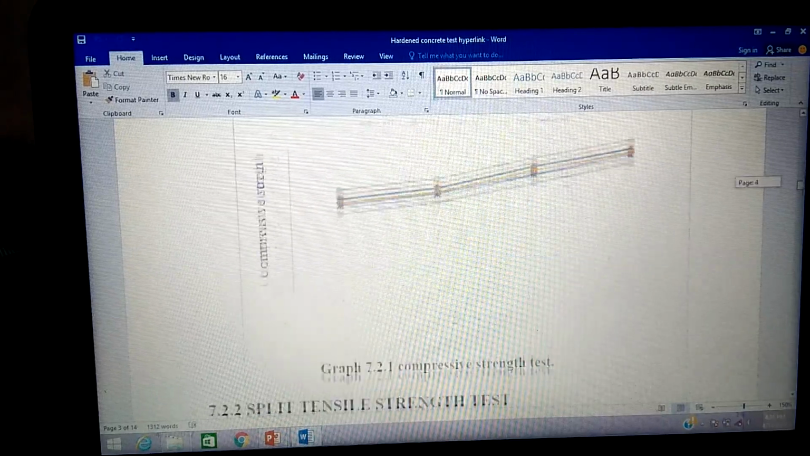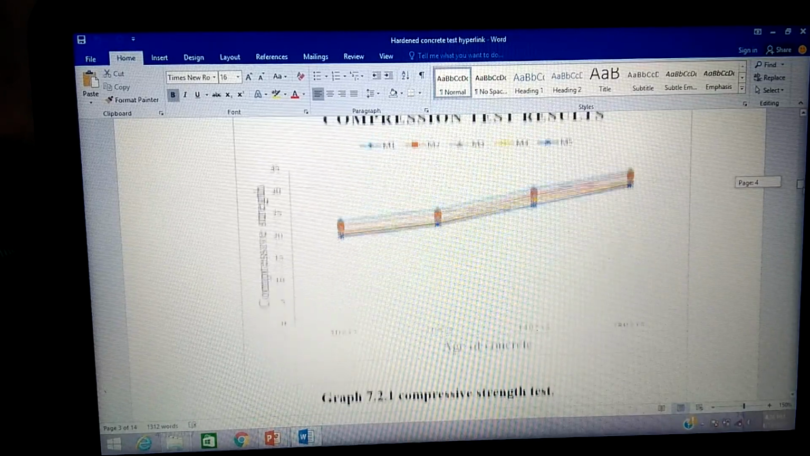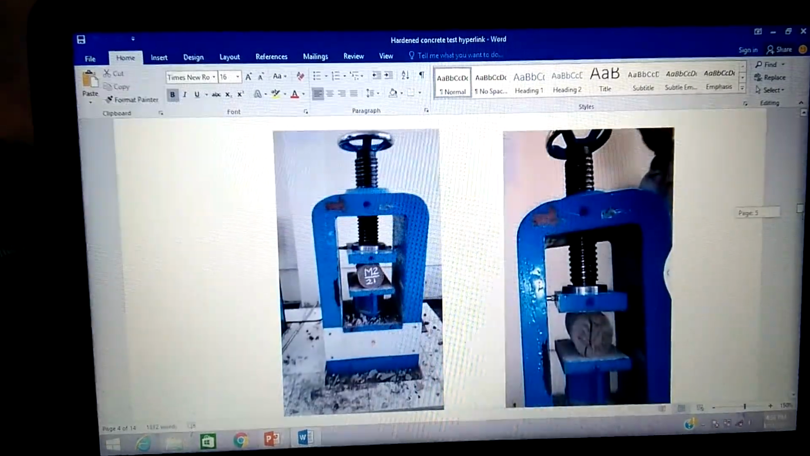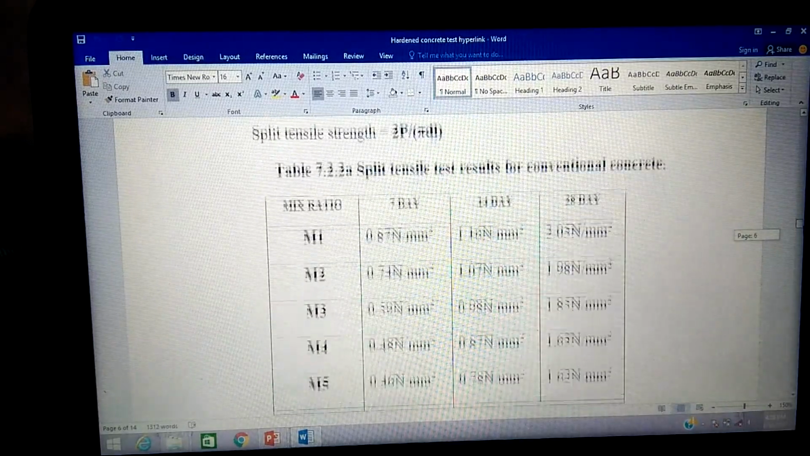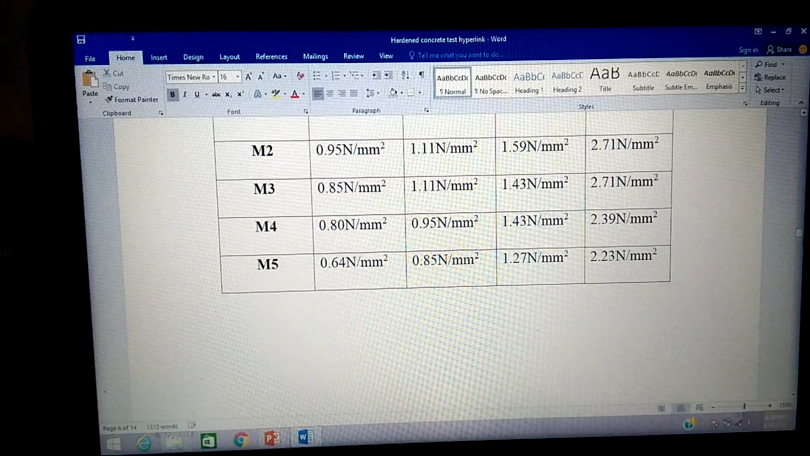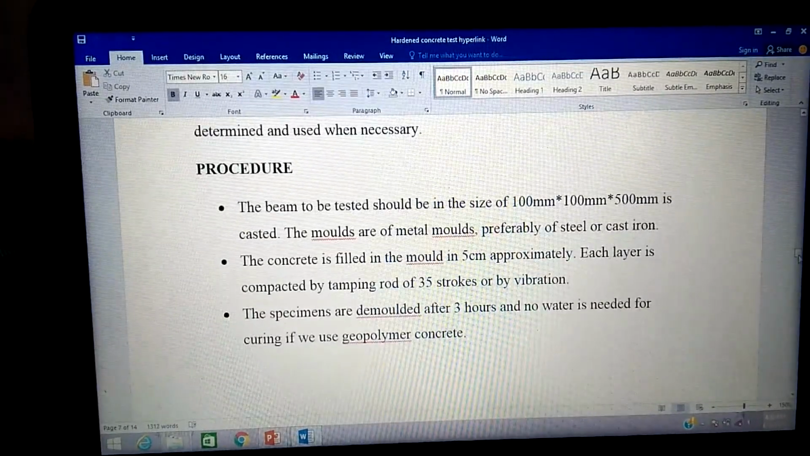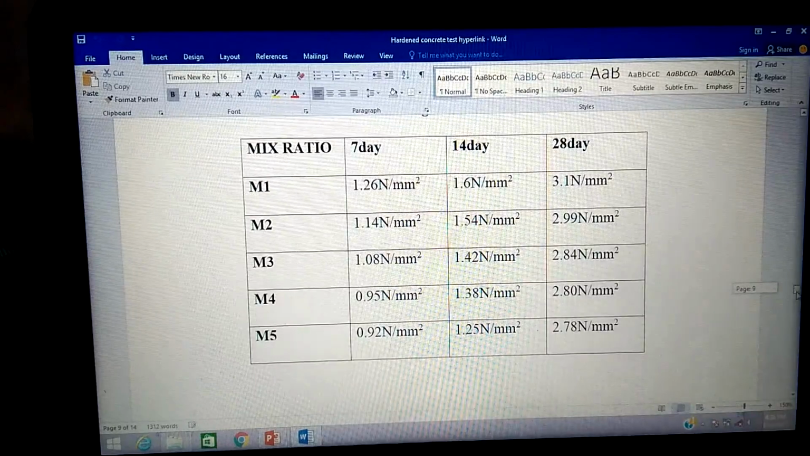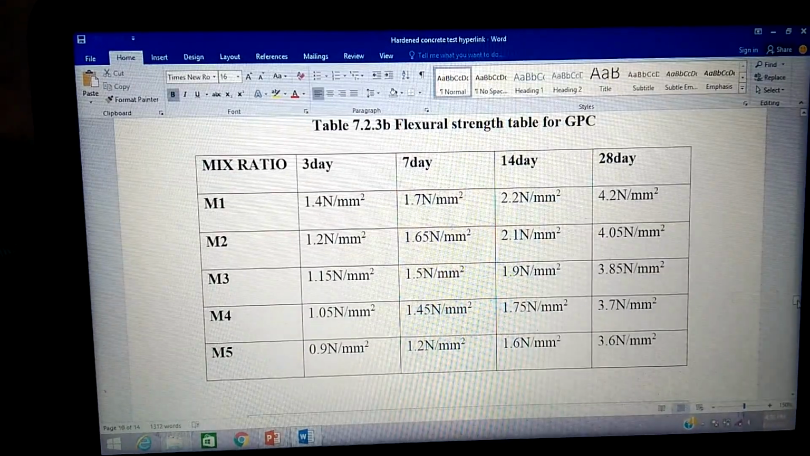Next, this is our chart for compression test results for geopolymer concrete, and this is split tensile strength. Here also we have compared both conventional and geopolymer concrete as we did for compression strength. And next, flexure strength. Here also we have done it for both conventional and geopolymer concrete, and the result has been shown in the chart.